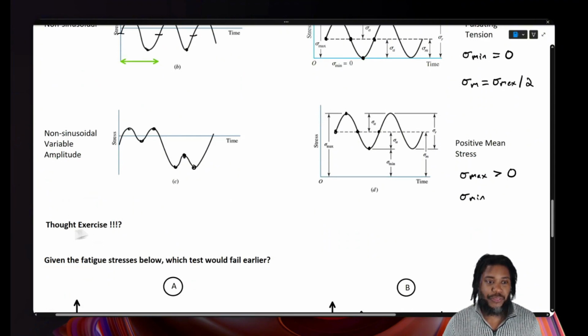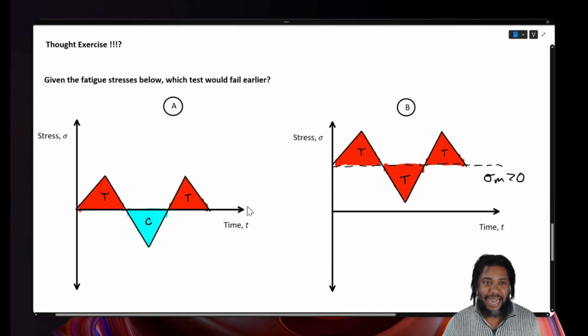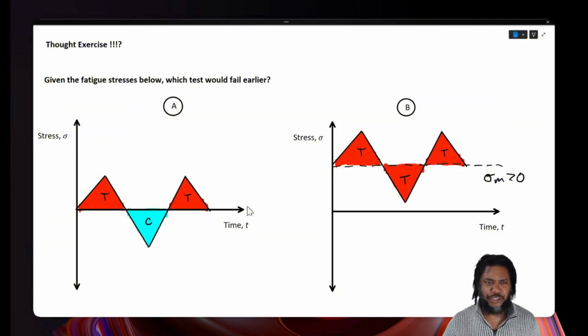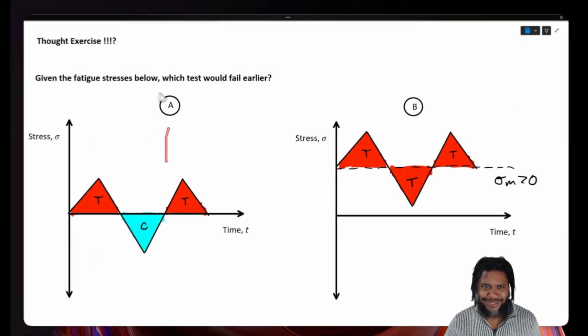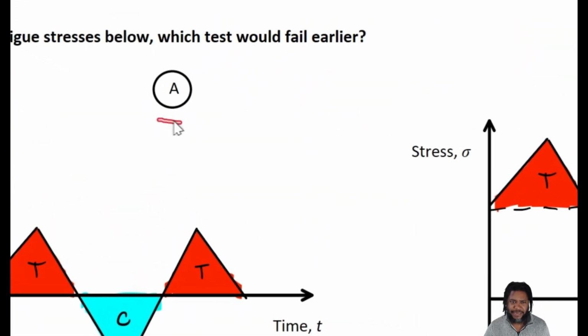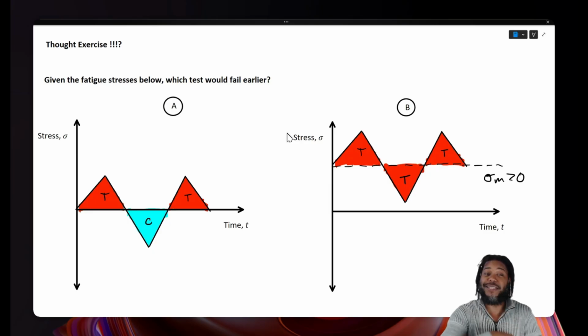So now let's do a thought exercise, and let's ask ourselves a basic question. If we think about stress over time and what's happening in a structure, given the two stress-time diagrams below, diagram A and B, which test do you believe will fail earlier, fail sooner?